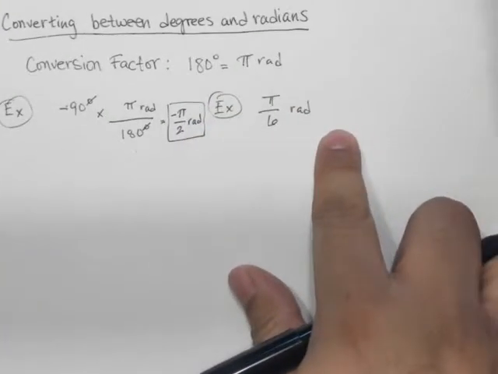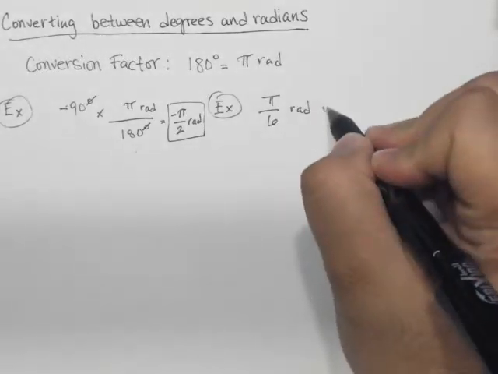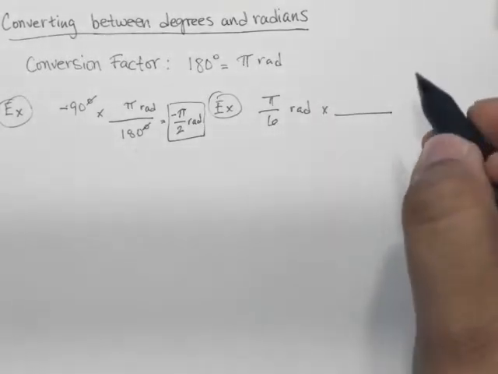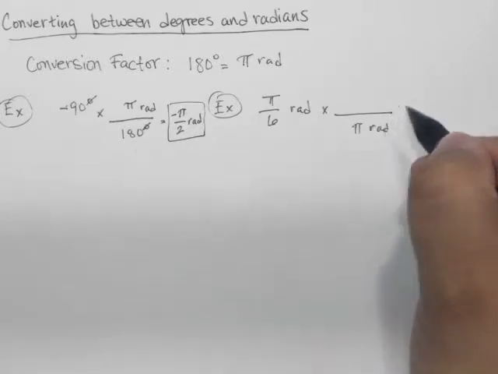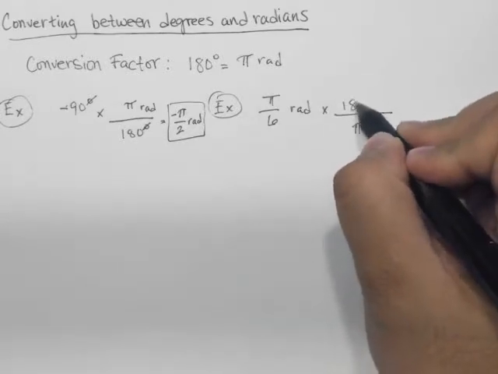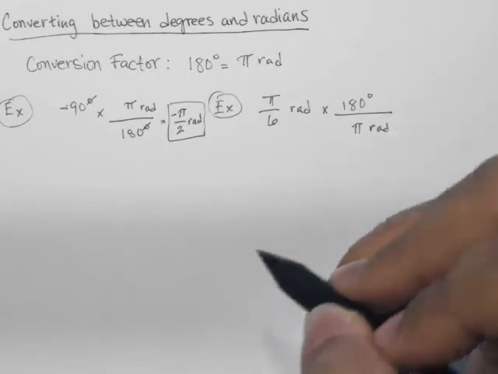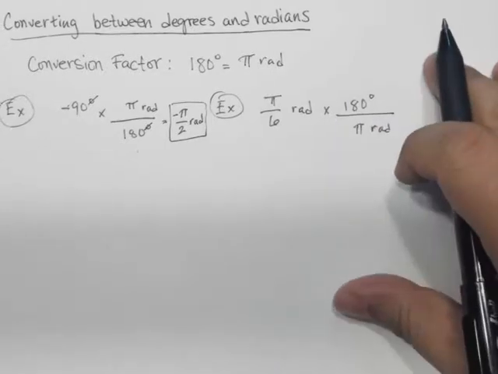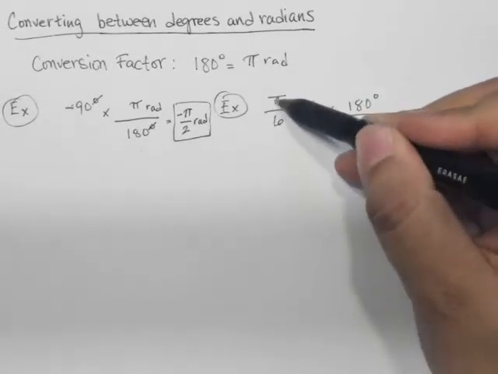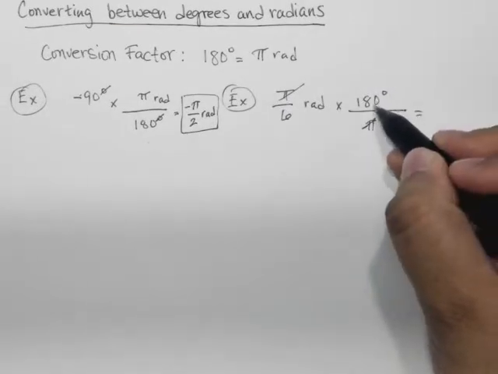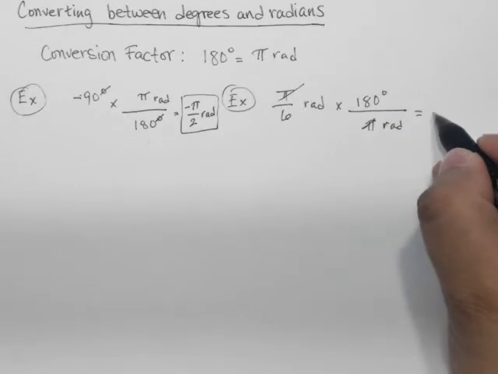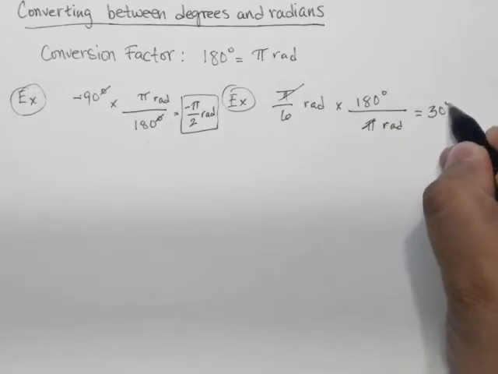Now in the next example, we want to get rid of radians. So we're going to flip the conversion factor and we're going to put pi radians on the bottom, and in the top, 180 degrees, because we want to introduce the units of degrees. So let's see here. The pi's end up crossing themselves out, and we're left with 180 degrees divided by 6, which ends up being 30 degrees.